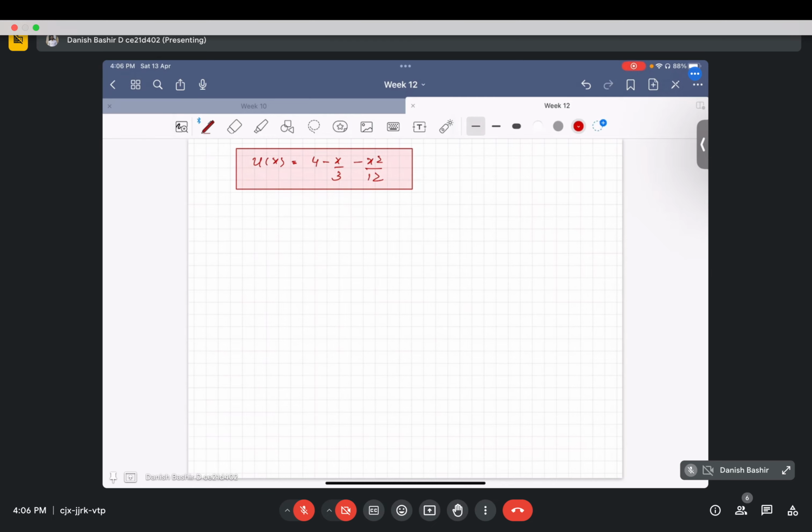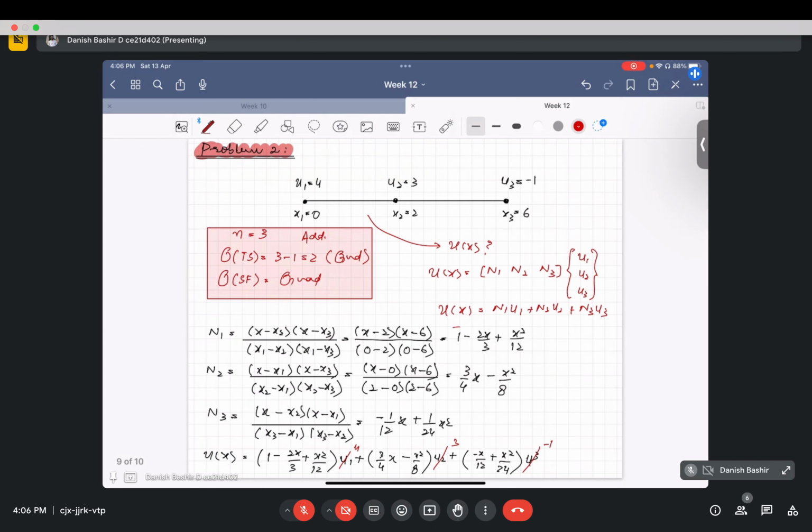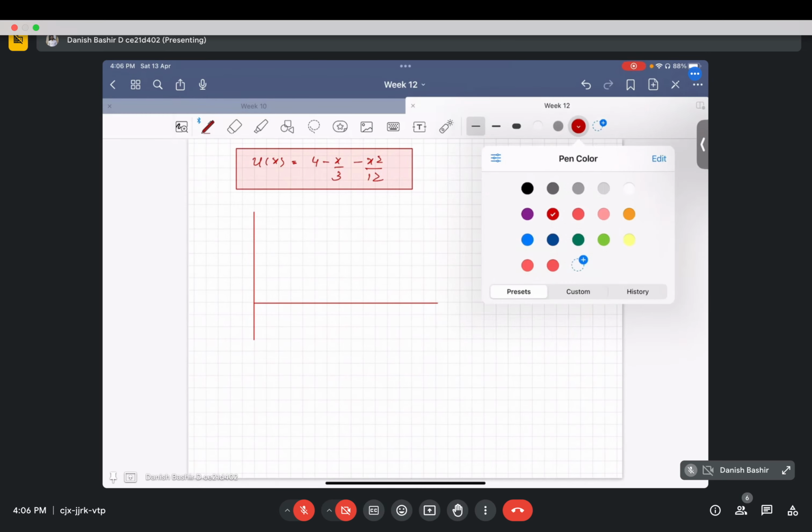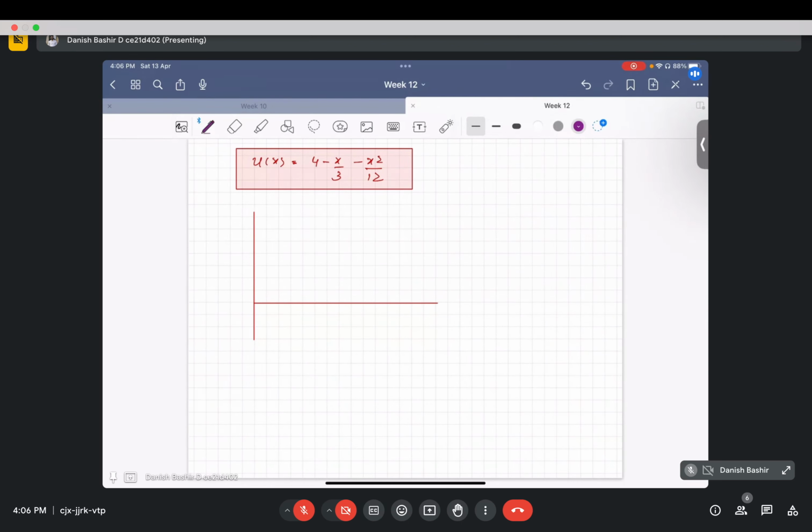One thing we need to do is that if you note that all N1, N2, N3 are quadratic in nature, so their plot will also look quadratic in nature. So we will plot N1, N2, N3. This is our coordinate axis. Let me take color violet for N1. So N1 will look something like this.